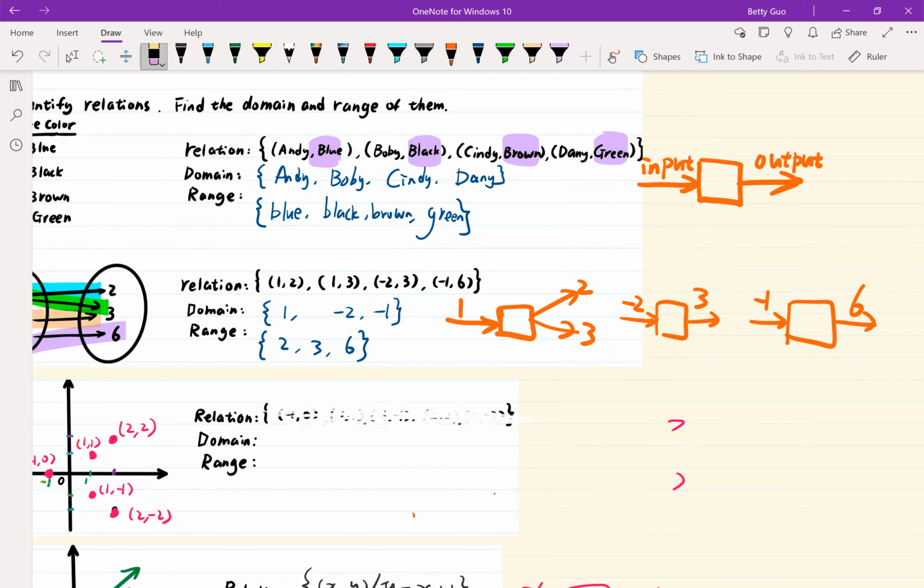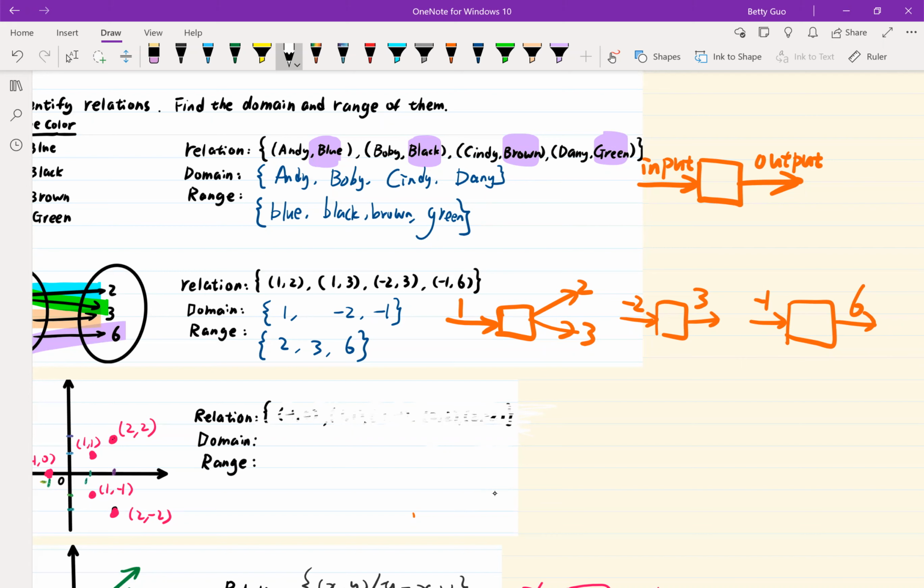Let's look at this machine. This machine in example 2 has 3 domain elements or 3 inputs. For the first input, the machine gives 2 different outputs, right? For the second input, the machine only has 1 corresponding output. For the third input, it also produces only 1 corresponding output, right? And that's the machine. Does that make sense?